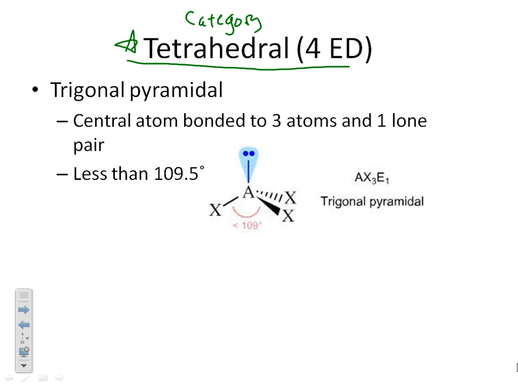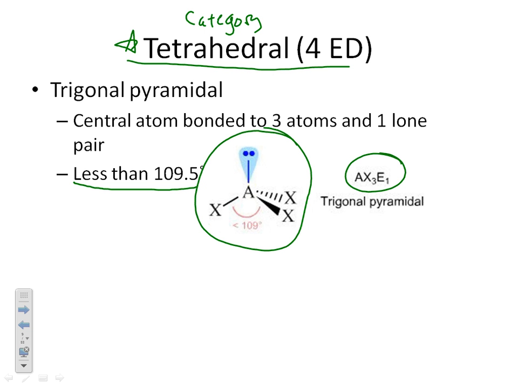The trigonal pyramidal shape, we still have 4 electron domains, right? So we're filling that in at the front. It's still 4 electron domains, but now we have a picture that looks like this. Instead of all 4 of those electron domains being bonds, now we have 3 of them being bonds and 1 of them being a lone pair. The bond angle is less than 109.5 degrees. Again, that is due to the additional repulsion caused by the lone pair that is coming off of the central atom. General formula AX3E1. Remember, E1 indicates that we have 1 lone pair.